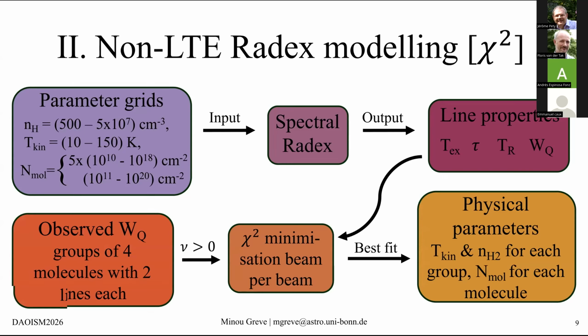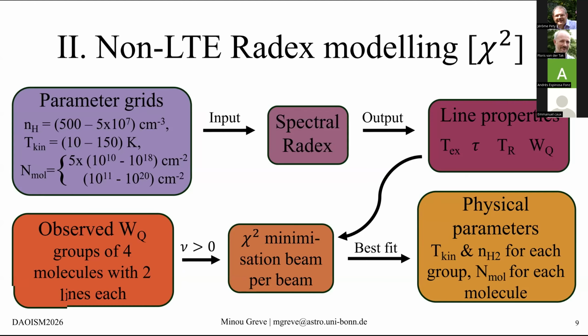And we can use this integrated intensity combined with our observations to find the best fit using the chi-squared minimization for all of these intensities. We do this by using the groups that I mentioned before of the 4 molecules with 2 lines each, or up to 2 lines, I should say. And of course, we are working on a beam per beam basis here, which means that we only consider pixels where the degree of freedom must be larger than 0.